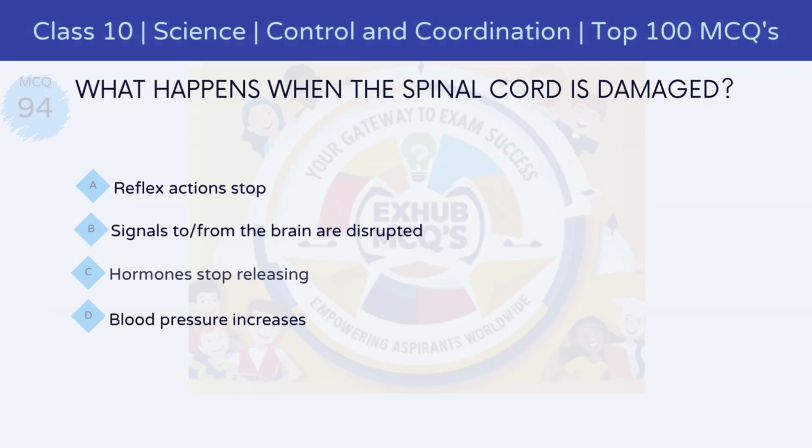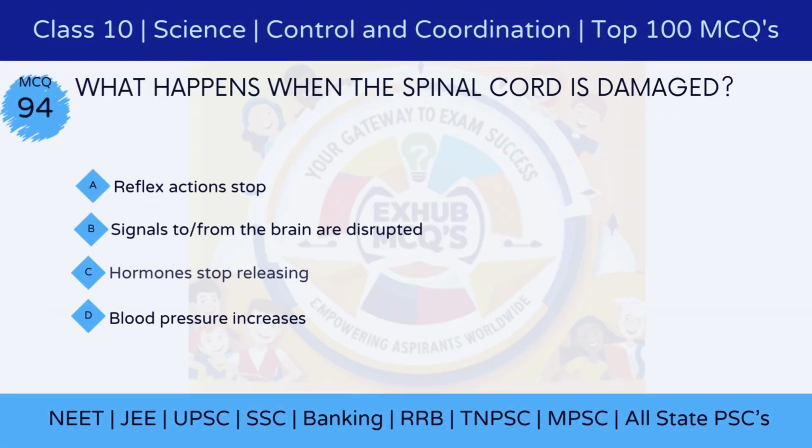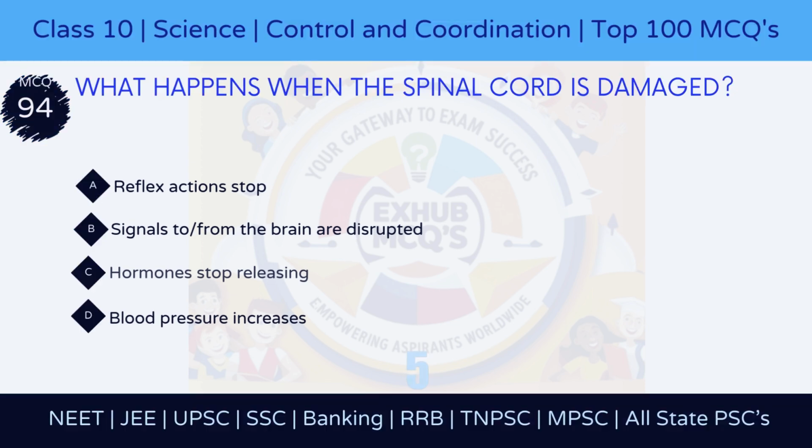What happens when the spinal cord is damaged? Option A, reflex actions stop. Option B, signals to and from the brain are disrupted. Option C, hormones stop releasing. Option D, blood pressure increases.